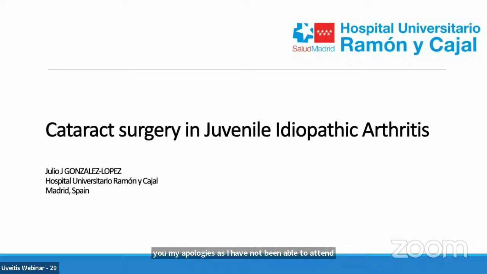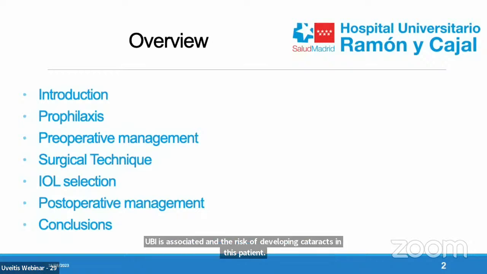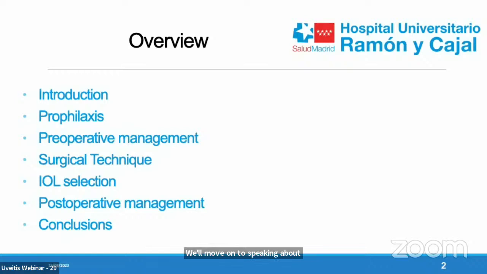In this short talk, we will be speaking about cataract surgery in patients with juvenile idiopathic arthritis. We will start by reviewing the condition, the associated risk of chronic anterior uveitis, and the risk of developing cataracts in this patient. We'll move on to speaking about preventing cataract development. And once we have the cataract developed, we will speak about preoperative management, surgical technique, IOL selection, and postoperative management of patients with juvenile idiopathic arthritis and cataracts. Finally, we'll wrap up with some take-home messages for you.